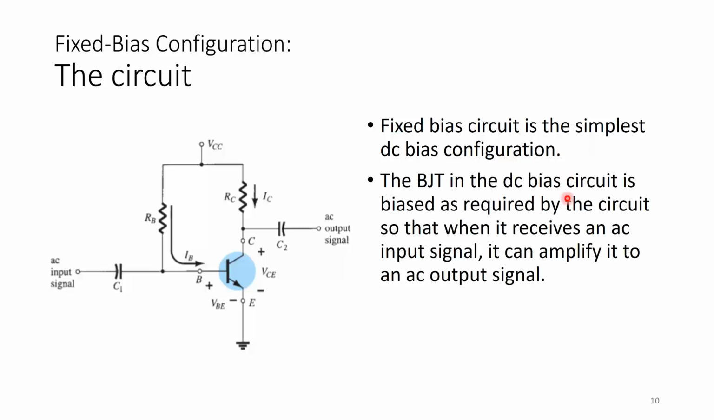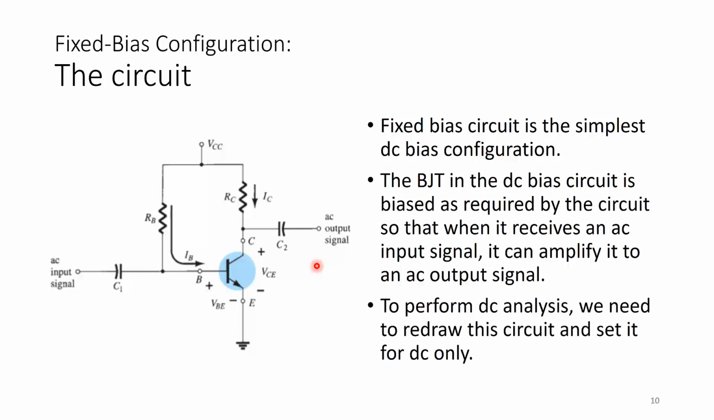The BJT in the DC bias circuit is biased as required by the circuit so that when it receives an AC input signal, it can amplify it to an AC output signal. Again, I'm just restating the purpose of the DC biasing circuit. We know that the actual application of the circuit is going to be amplifying the AC input signal to the output signal, but before we can do that analysis, we need to do the DC analysis first. So to perform the DC analysis, we need to redraw the circuit and set it for DC only.